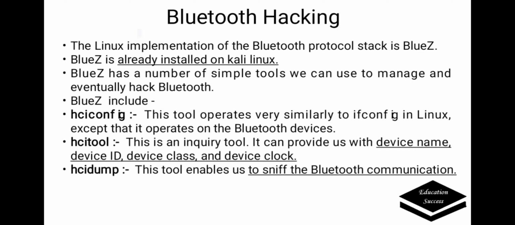The hciconfig tool operates very similarly to ifconfig in Linux, except that it operates on Bluetooth devices. The second tool is hcitool. This is an inquiry tool. It can provide us with the device name, Bluetooth ID, device class and device clock. The third tool is hcidump. This tool enables us to sniff Bluetooth communication.